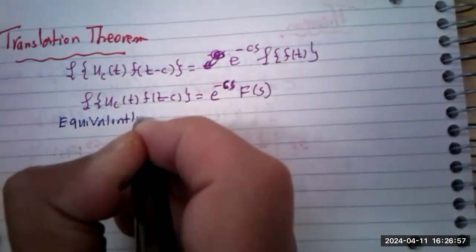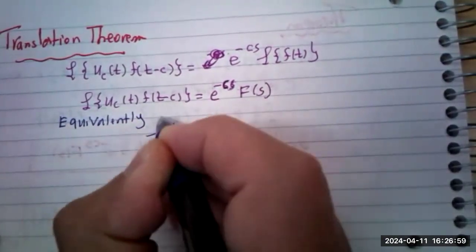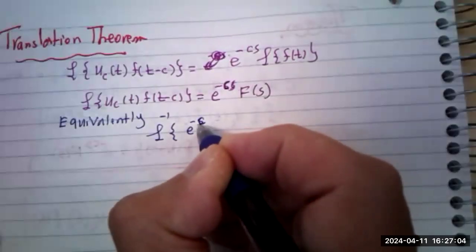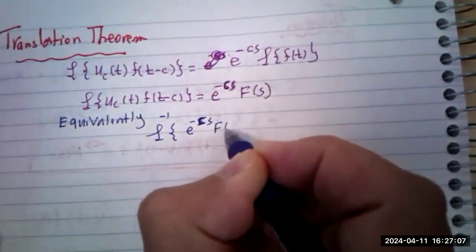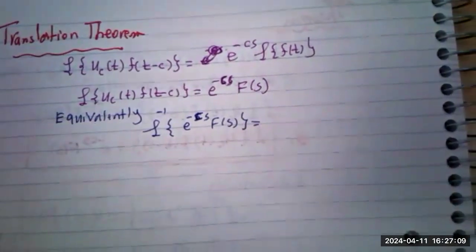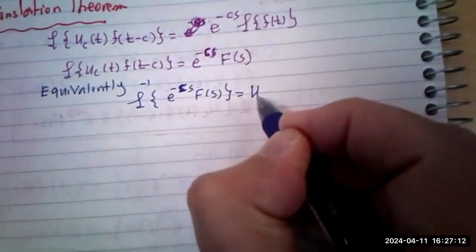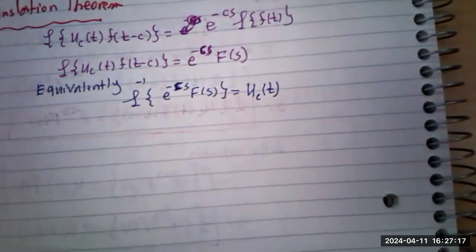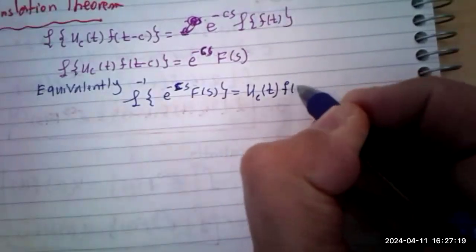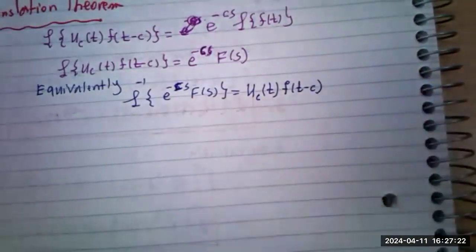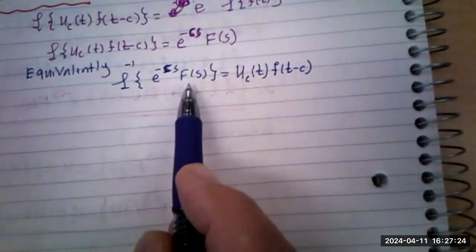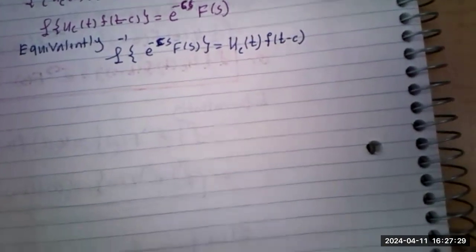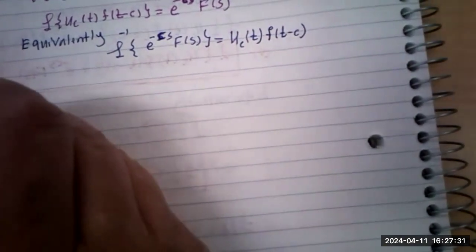Equivalently, as soon as you want to find the Laplace inverse of this function, e to the negative cs times F(s), because of the e to the negative cs, you are going to have u_c(t) f of t minus c. So this means you are going to find the inverse Laplace of F(s) first, but you change the t into t minus c. Let me show you how we're going to apply it.